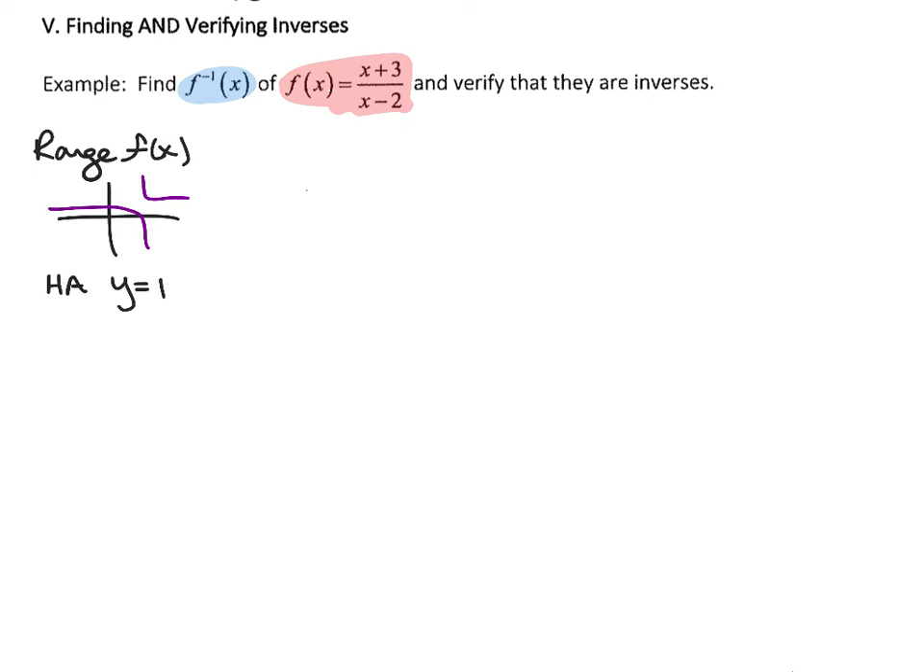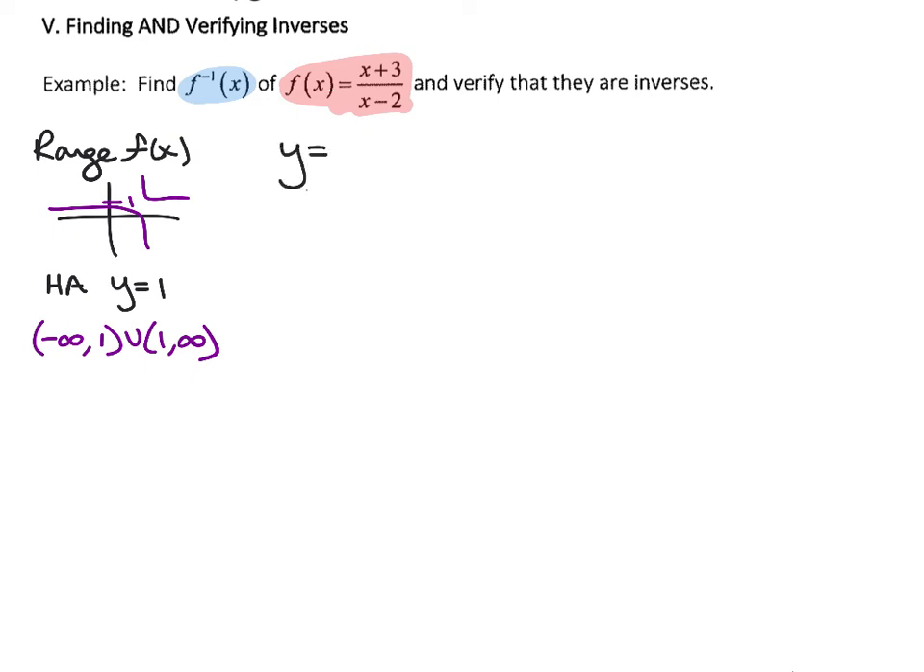So since I have a horizontal asymptote here at 1, my range is going to go from negative infinity to 1, and then from 1 to infinity. Cool. I already know the domain of how I'm ending. It's got to break at 1. So let's go ahead and find the inverse.